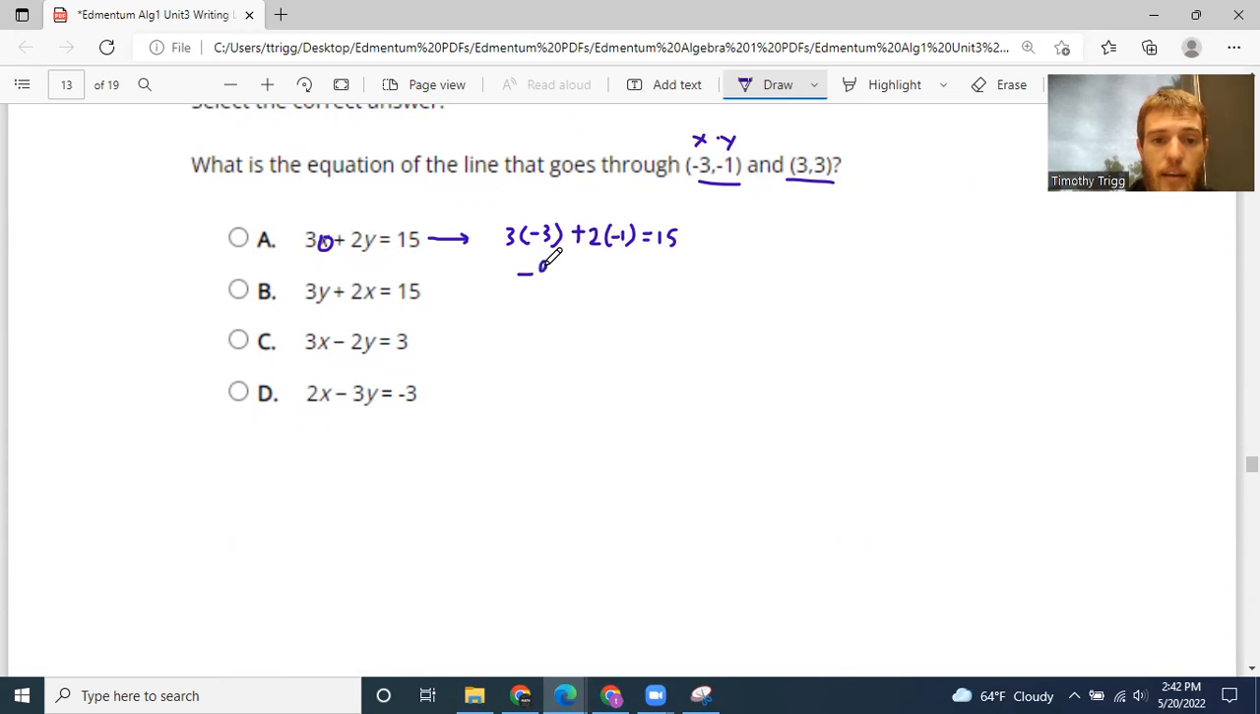Well, that gives you negative 9 minus 2 equals 15. Well, negative 9 minus 2, that's definitely not 15. It's negative 11. So that means this is definitely not correct. The correct answer will give you a true equal statement for both coordinate points.